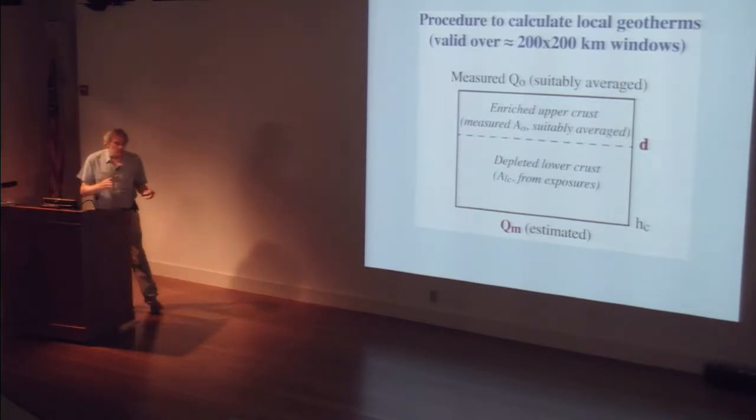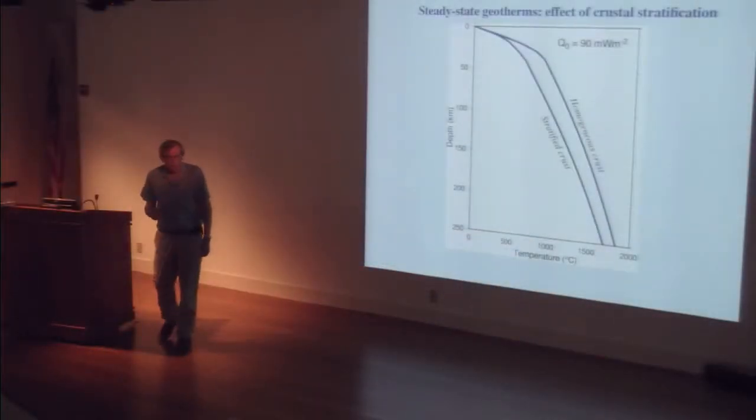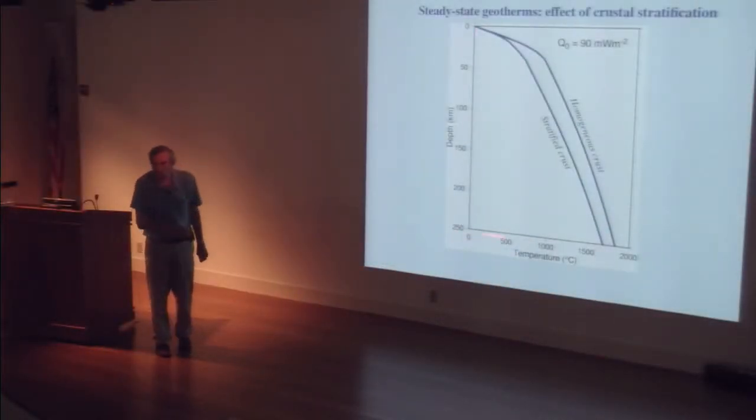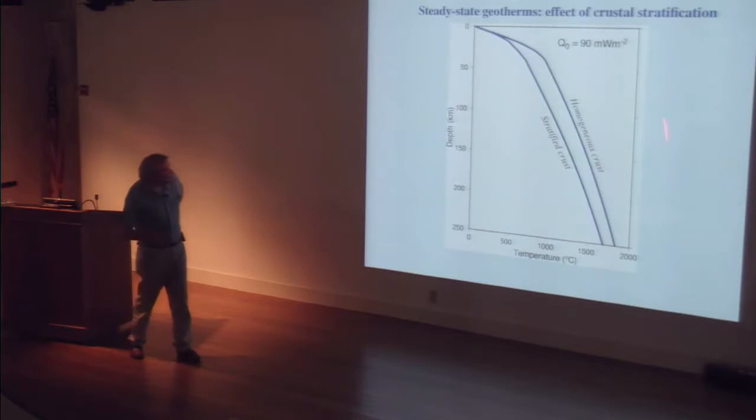So what I'm going to go through now is a series of calculations that show you the impact of the various parameters. Say I've got an area, and I've got the average heat flux. If I don't know much more about it, what's going to happen? So, for example, a steady state geotherm. Now, I'm going to carry them to the bottom of the lithosphere. Surface heat flux of 90. This is a randomly picked value.